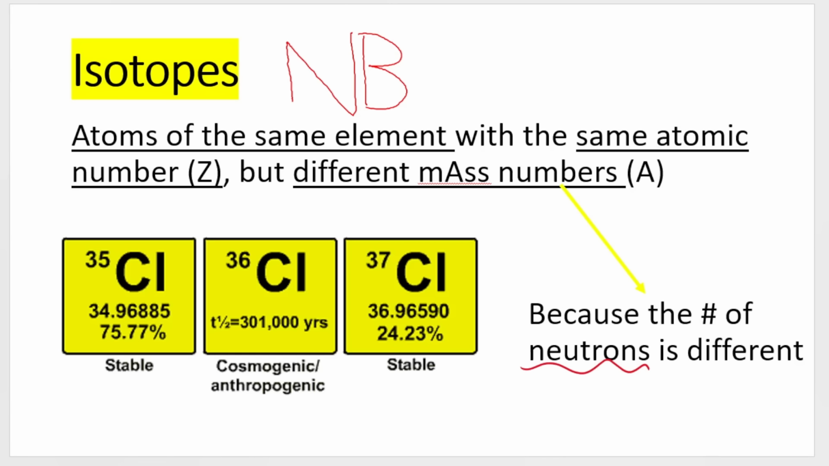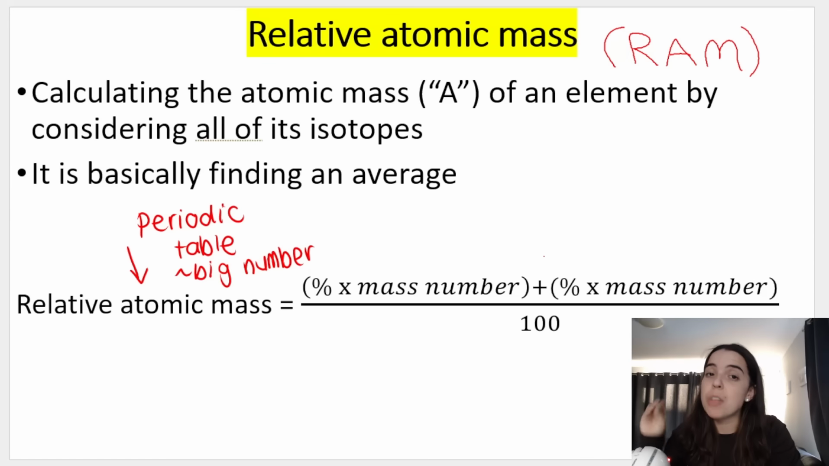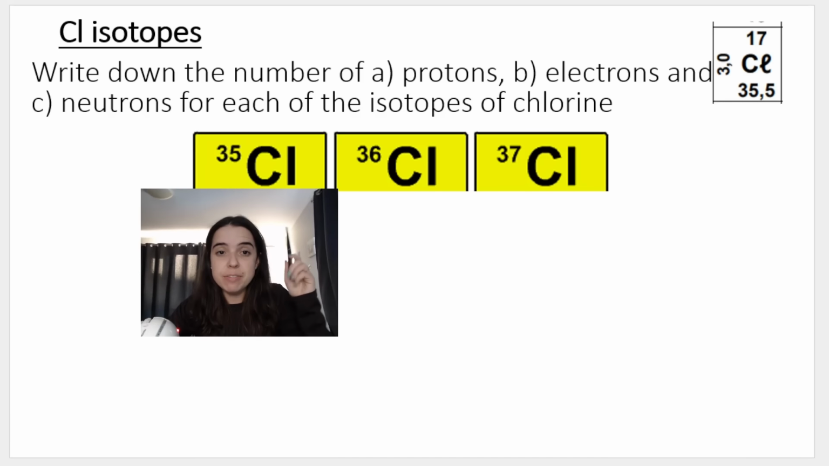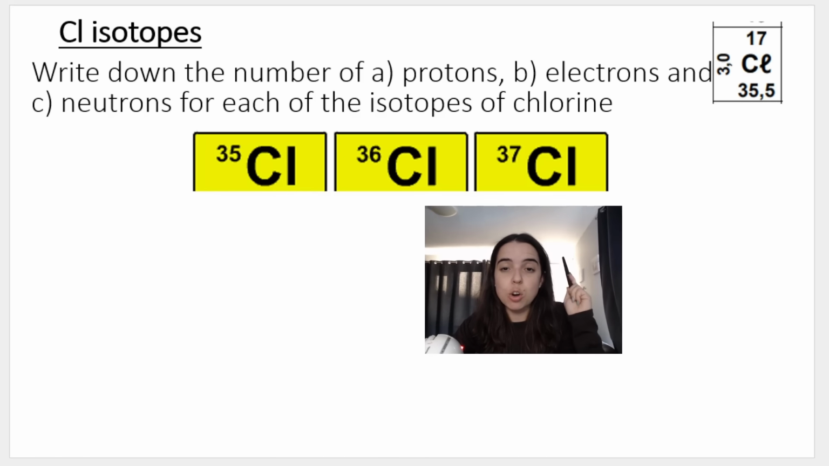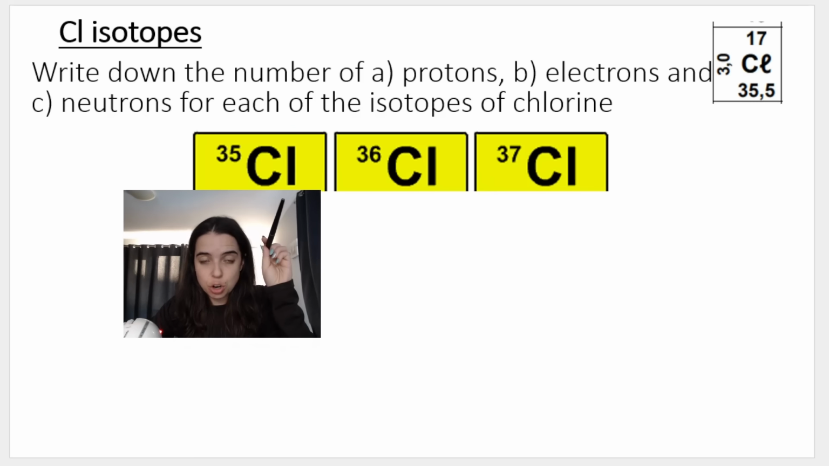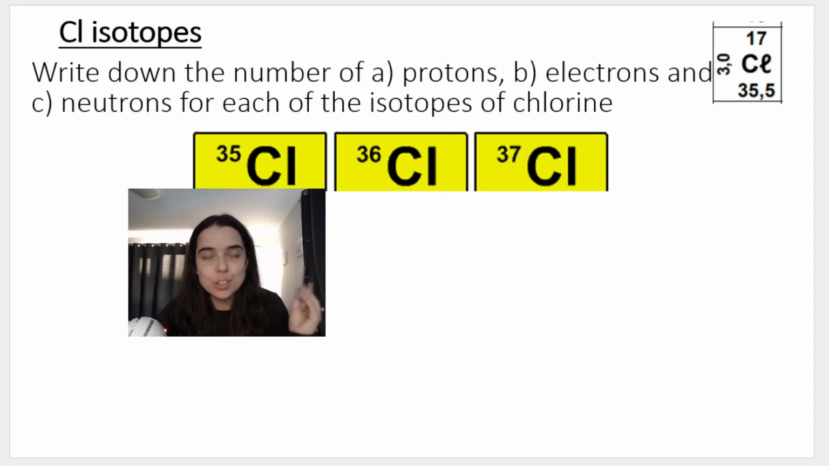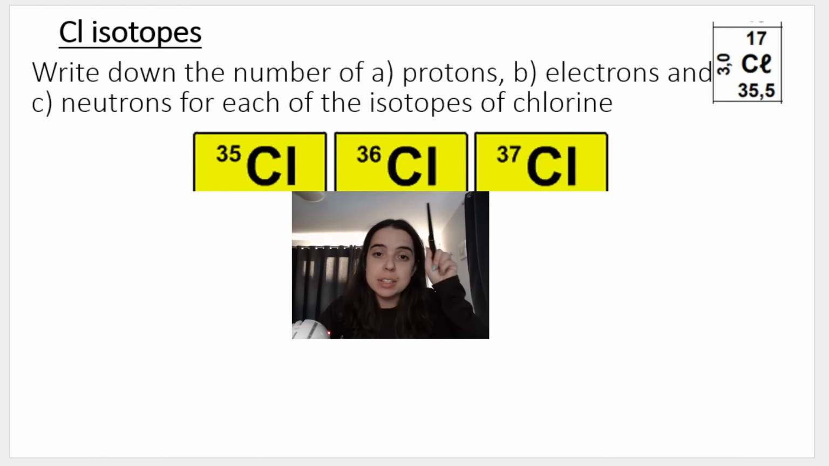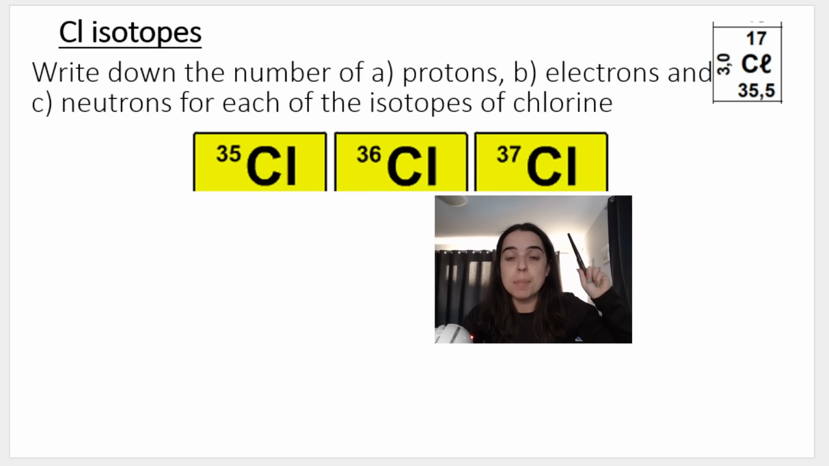So it's pretty useful. Now, before we get to working out the relative atomic mass, RAM, which is the number that we see on the periodic table, kind of like the average, I first want to go over this with you. I am giving you three isotopes of chlorine. So we've got chlorine 35, chlorine 36, and chlorine 37. What this means is that in this isotope, the atomic mass, so the big number, is 35. In this one, the big number is 36, and in this one, the big number is 37.